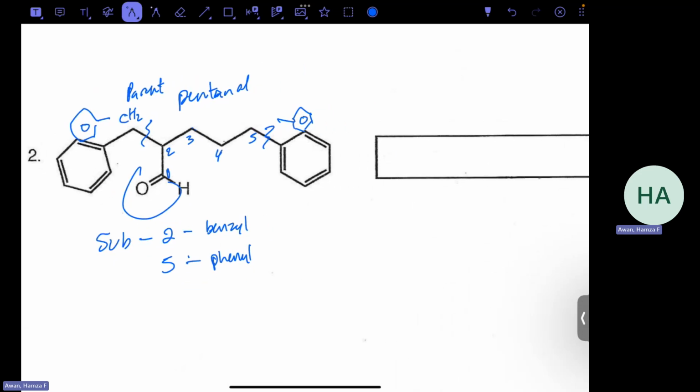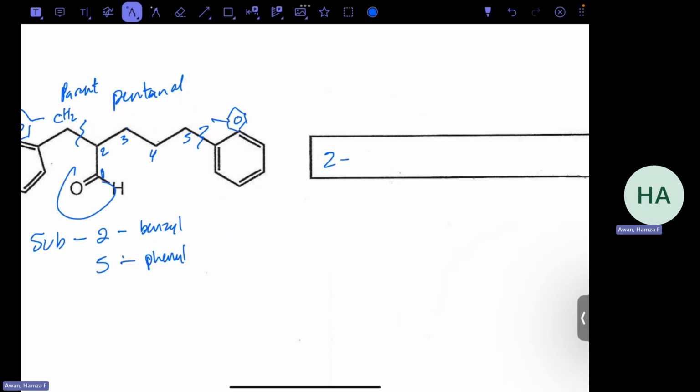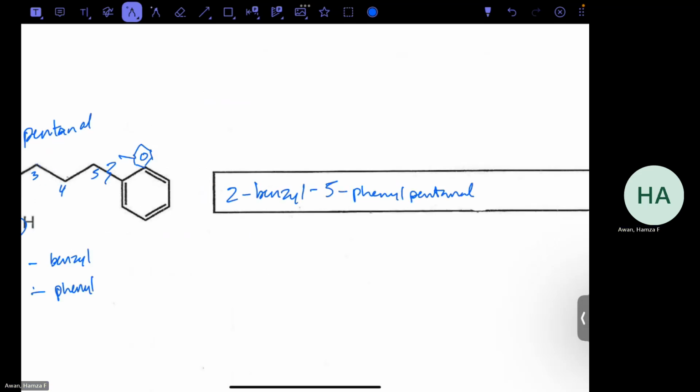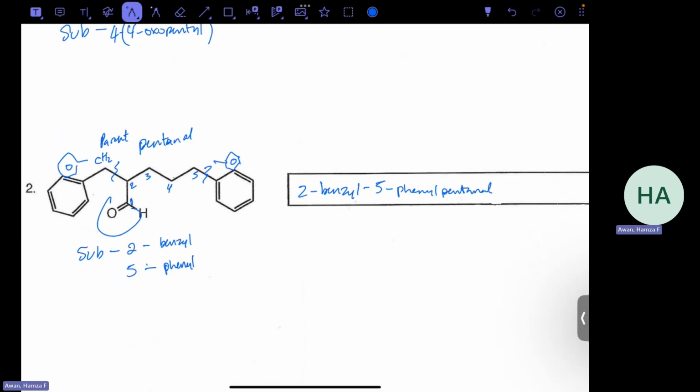Putting it all together, because we don't have any stereochemistry, we can just finish this off. This is going to be 2-benzyl-5-phenylpentanal, right? Any questions on how I got that answer? Yeah, al, yes.